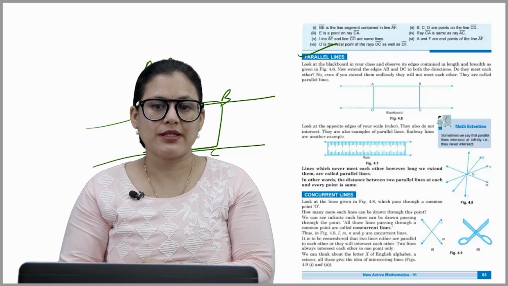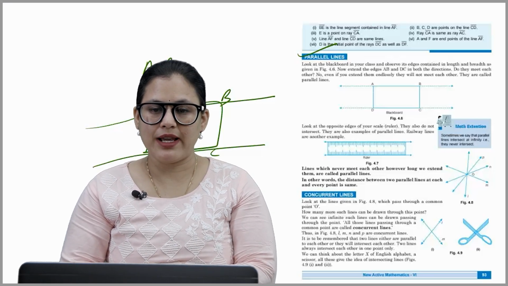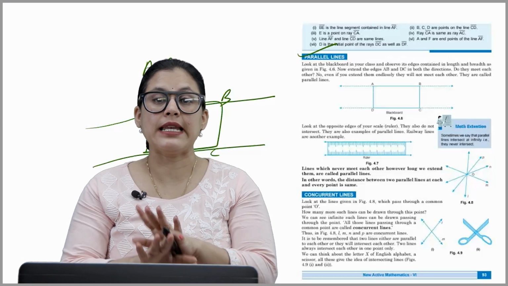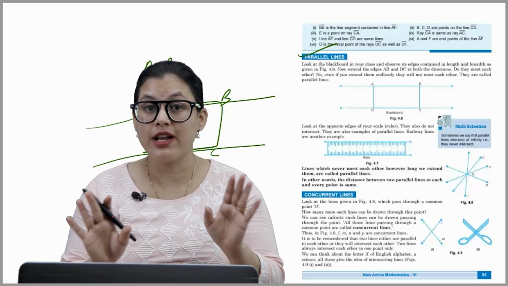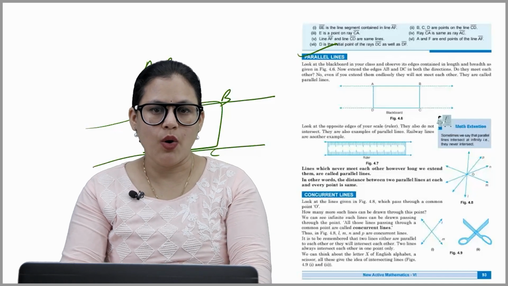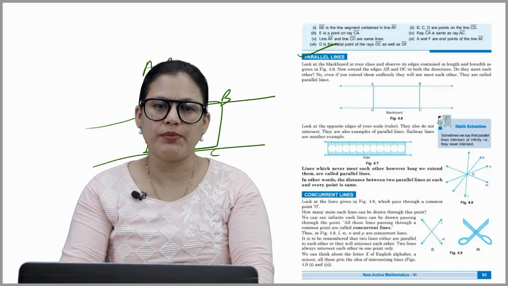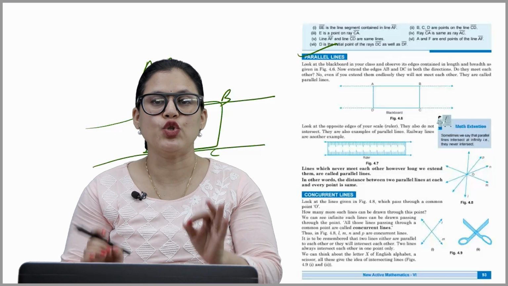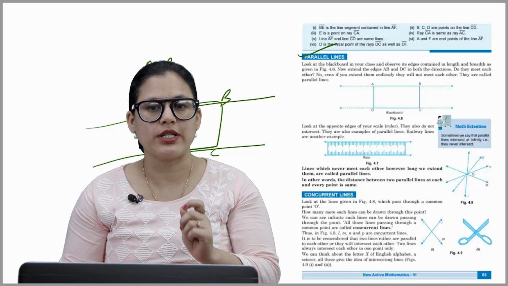Math extension. Sometimes we say that parallel lines intersect at infinity. That is, they never intersect, never and ever. Lines which never meet each other, however long we extend them, are called parallel lines. In other words, the distance between two parallel lines at each and every point is the same.